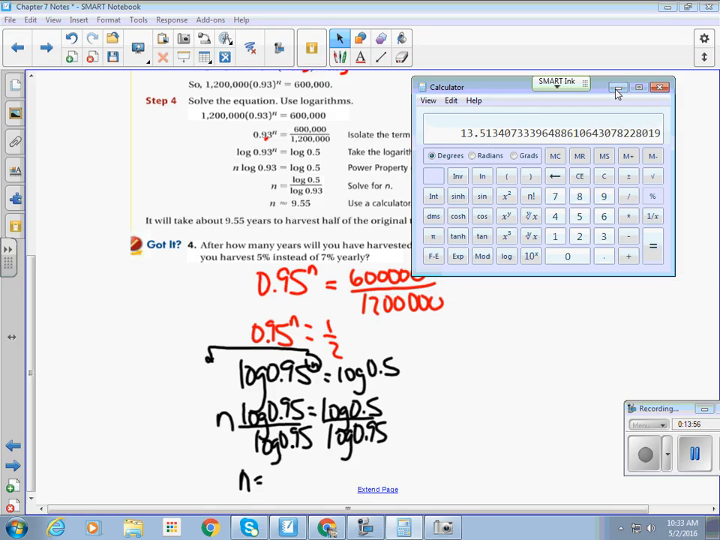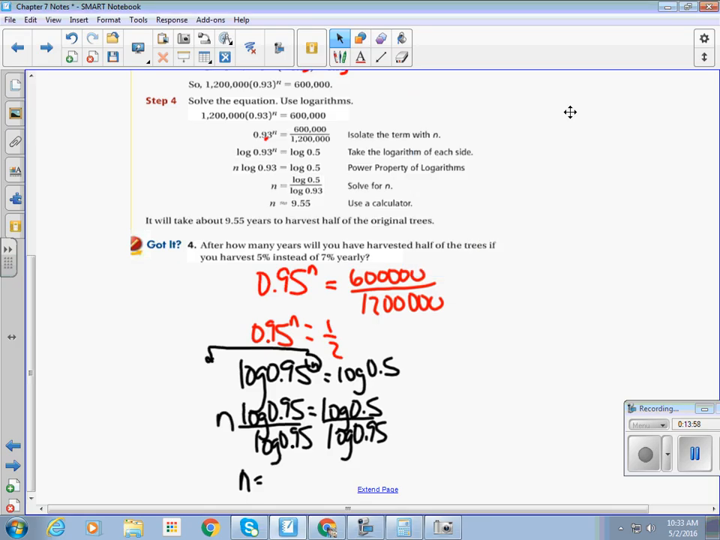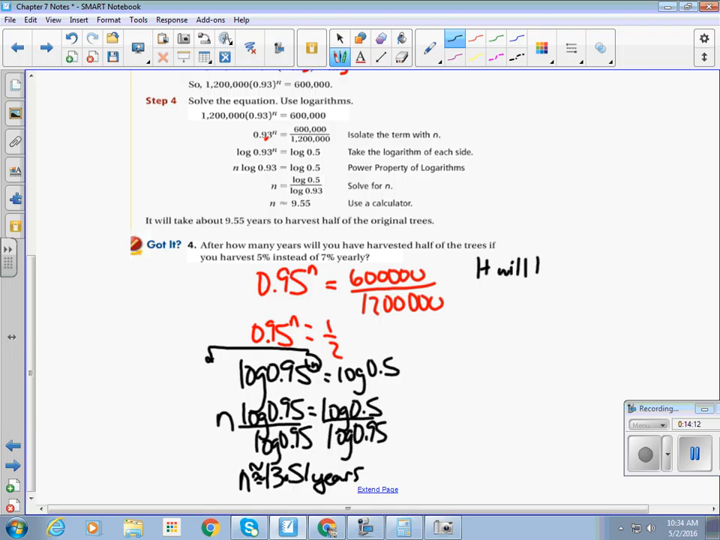13.51 years, approximately. So it will take about 13.5 years to harvest half the trees.